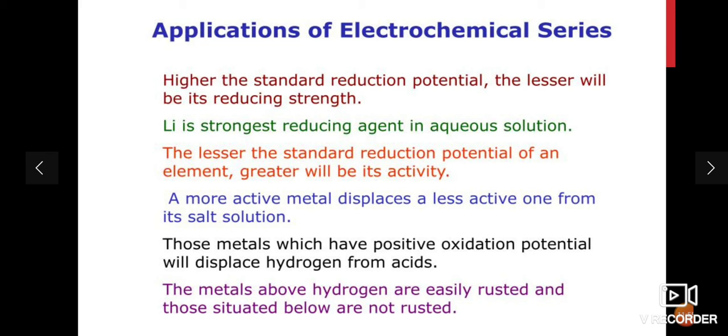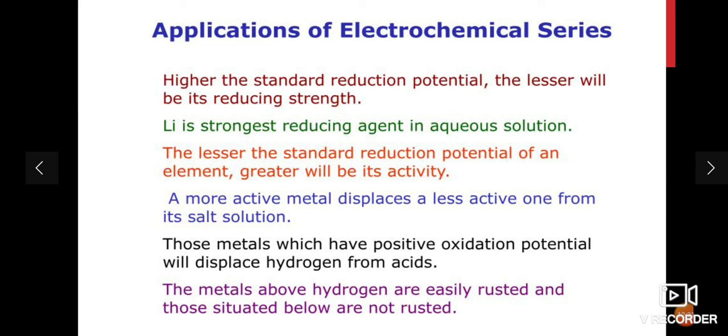So from the electrochemical series table, you can find out the ease of oxidation or reduction, where the higher the standard reduction potential, the lesser will be its reducing strength. For example, lithium is present at the top of the electrochemical series, and it acts as the strongest reducing agent in aqueous solution. The lesser the standard reduction potential of an element, the greater will be its activity.